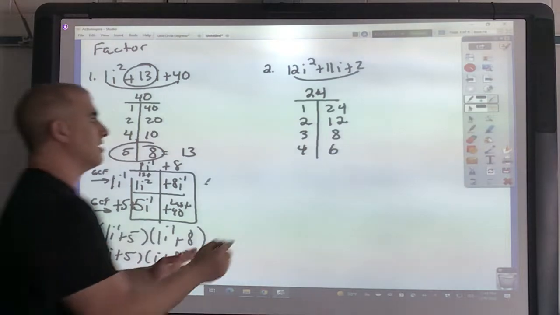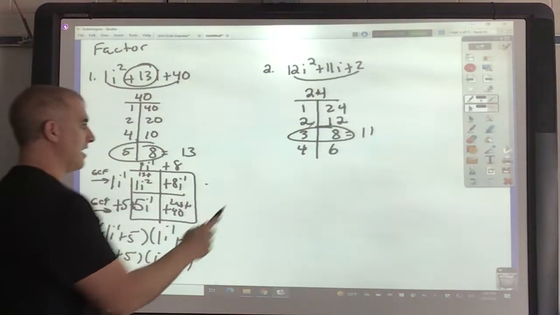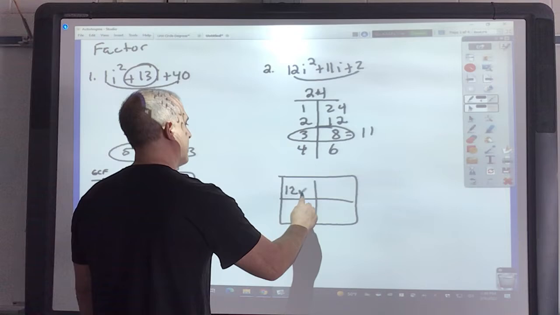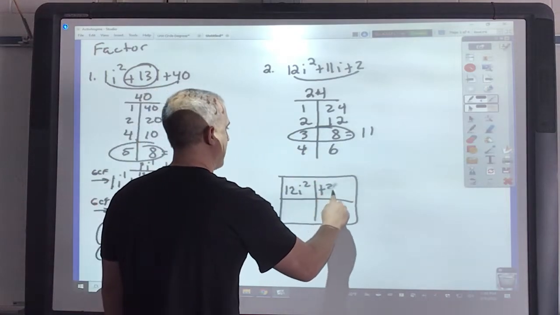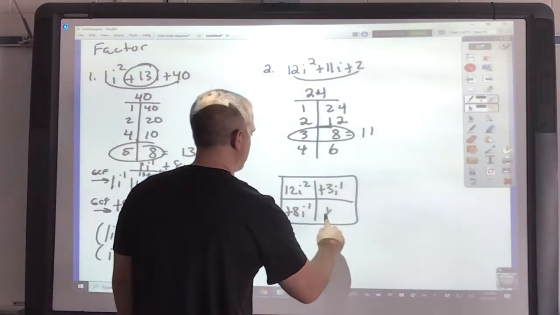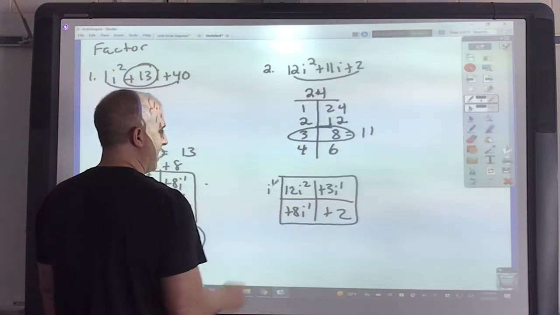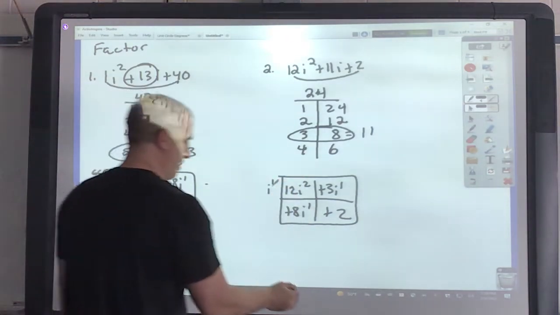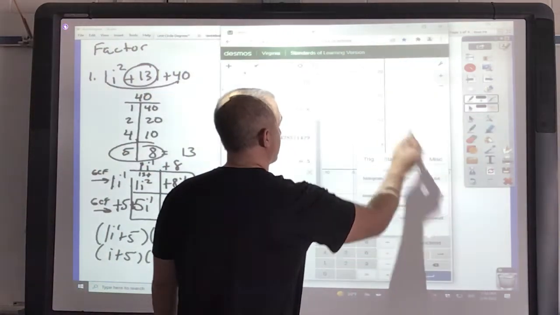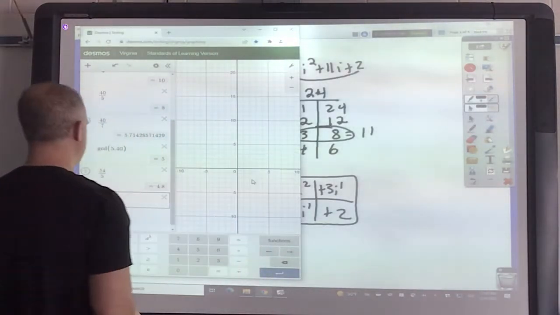So once again, I'm looking for the set that adds up to my middle term. That would be 8 and 3. So what I would do, I make the boxes: 12i squared, plus 3i to the first, plus 8i to the first, plus 2. Just got to find the GCF out of the first row. So I know this is going to be i to the first. So I go to miscellaneous, GCD, 12 and 3.